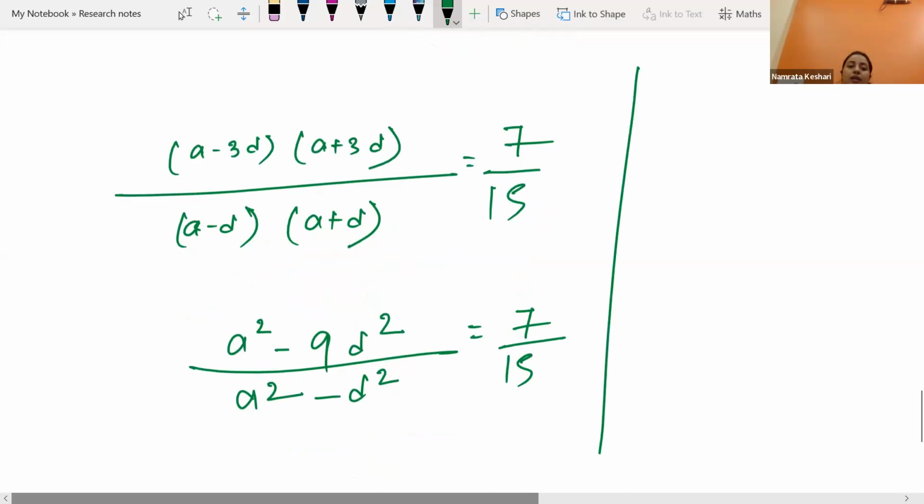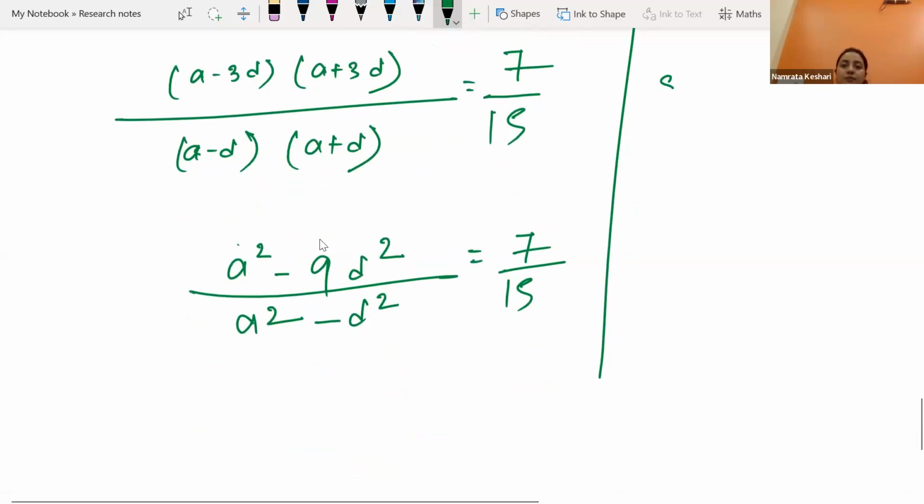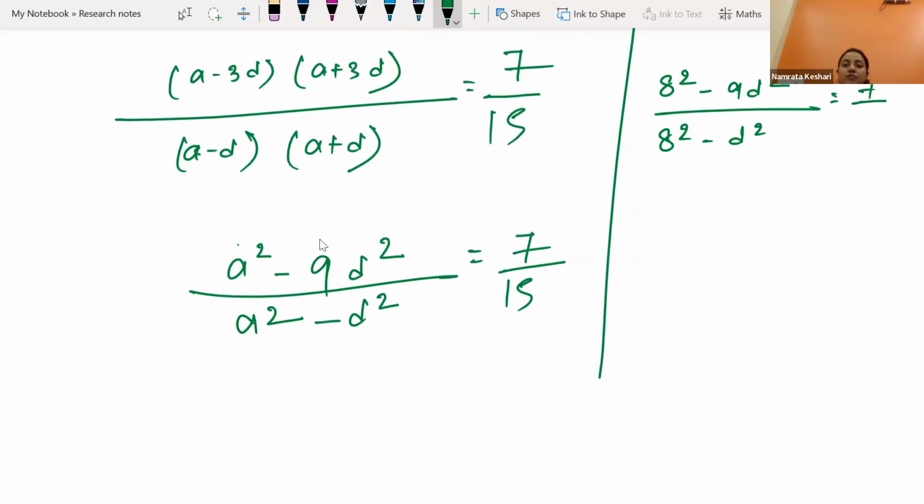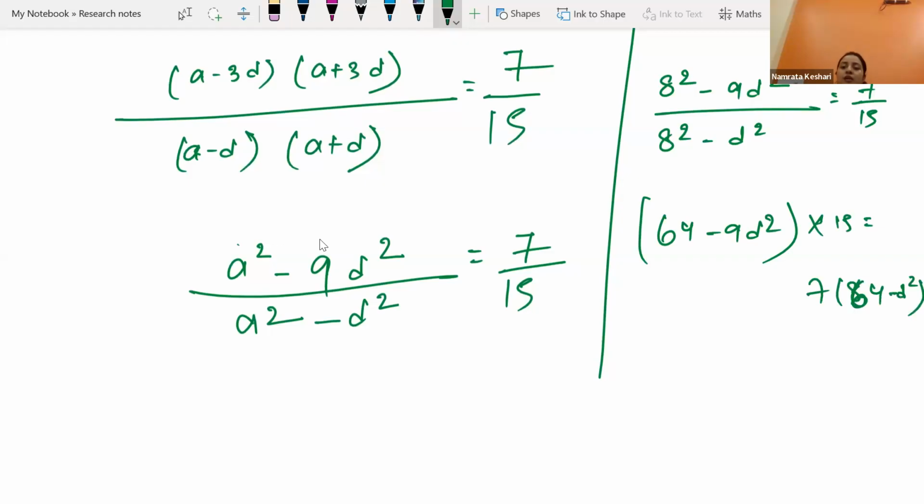7 by 15, a is 8. Okay, 8 square minus 9d square by 8 square minus d square is equal to 7 by 15. You can do crisscross multiplication. 8 square is 64, minus 9d square, that we need to multiply with 15, and 7 with 8 square again, 64 minus d square. Now let's do the multiplication. 15, 4 times 60, 0, carry 6, 90 and 96.